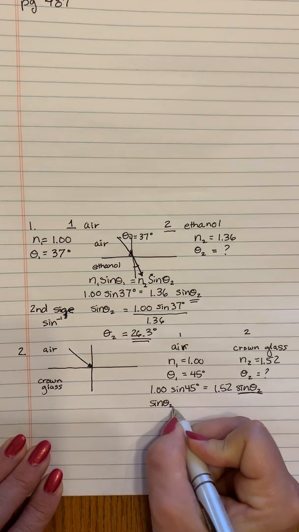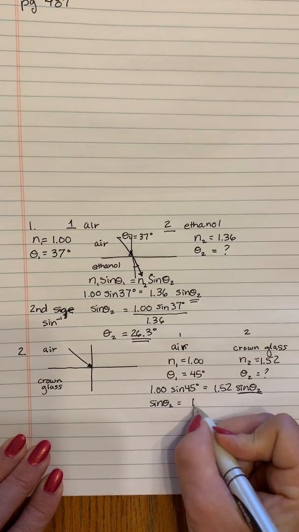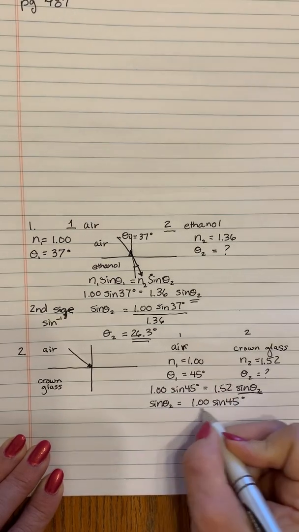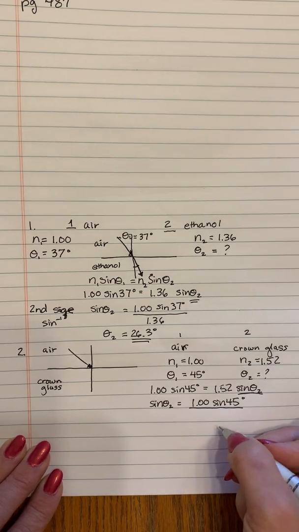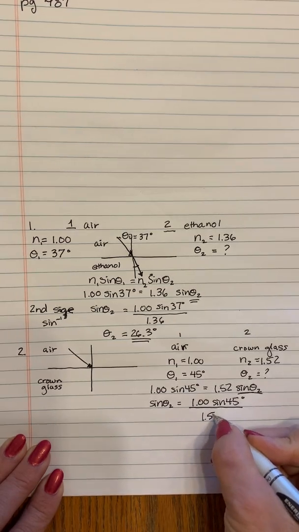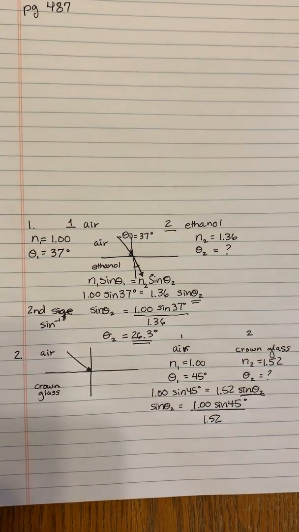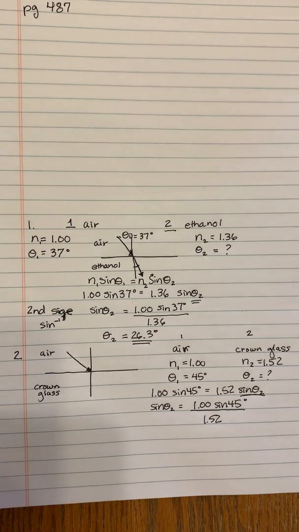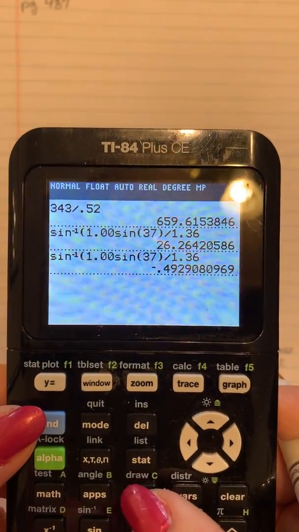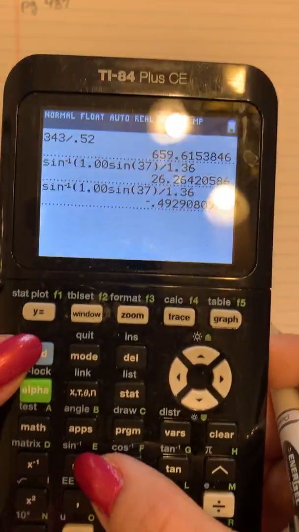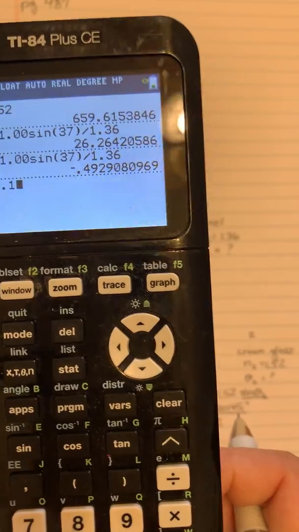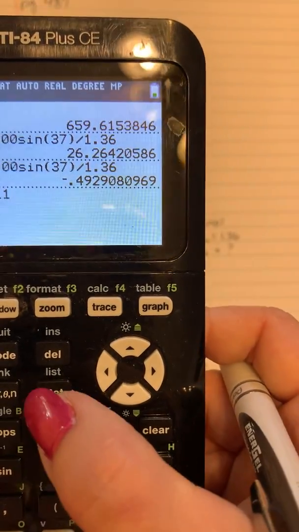Sine of theta 2, if I get that all by itself, is going to be 1 sine of 45 divided by 1.52. Again, you don't need the 1, but if it wasn't air we were incident from, then you would have to put that there. So you get your calculator out, and you would hit the second sine button, and then you would plug in those values. I'm putting the 1 in there. And then sine.